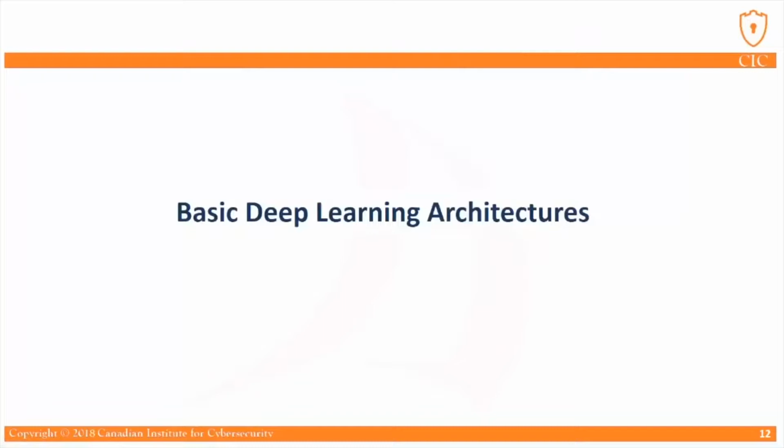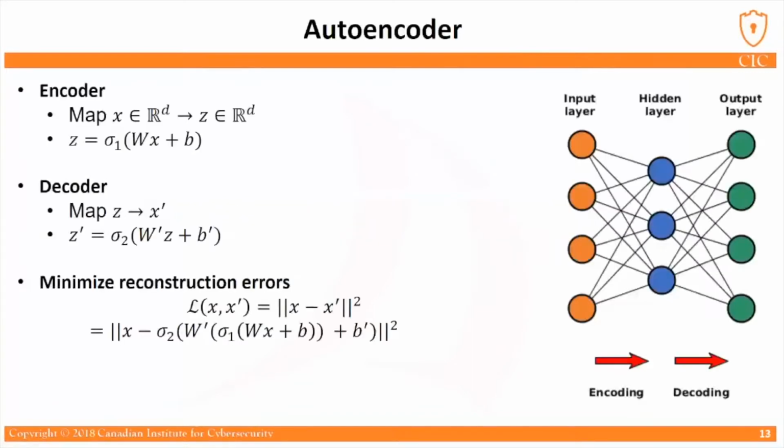Here I introduce some of the basic deep network architectures. The first one is the autoencoder. An autoencoder is a type of neural network that is used to learn an efficient data encoding in an unsupervised manner. Here, I first map the input X to an encoded version, Z, and then I decode that to X prime. So I have X and a reconstruction of X, called X prime, and I try to minimize this reconstruction error. Accordingly, the weights and other parameters are fine-tuned.